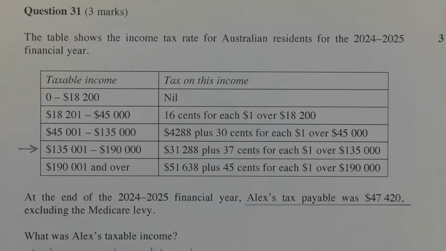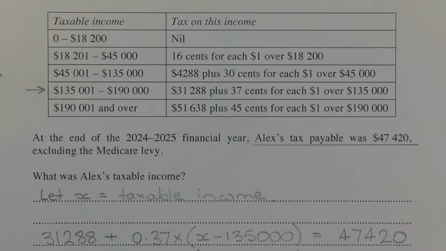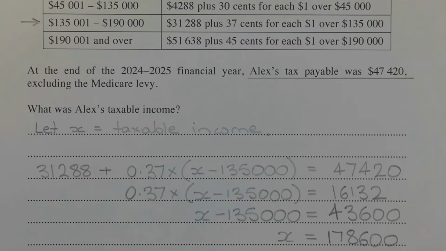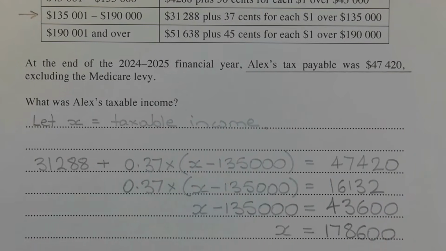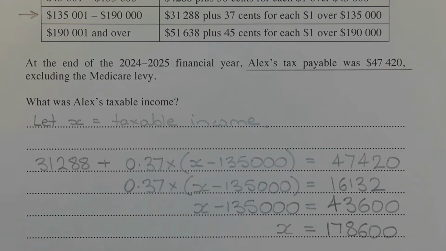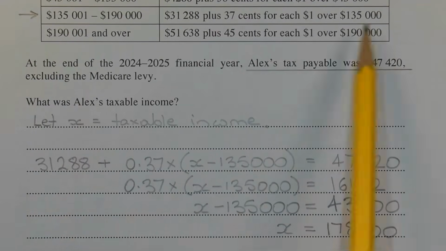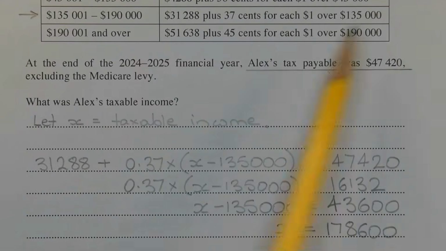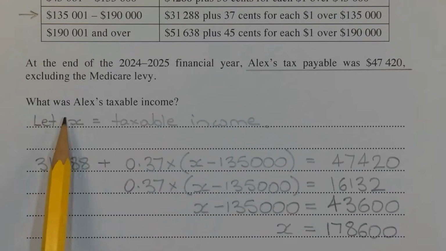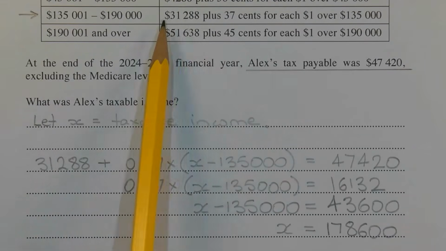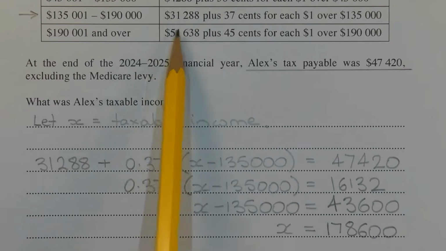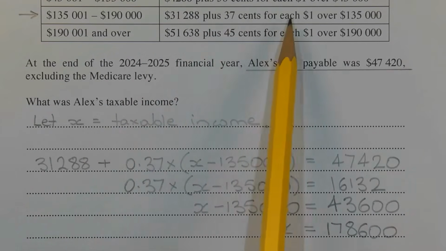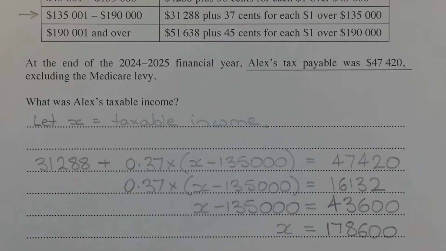So in order to work out Alex's taxable income, we can use some algebra. Form an equation and then solve that equation for the taxable income. So I'm going to let X equal Alex's taxable income. And now that we know which row of the tax table to reference, we just follow the rule. Whatever Alex's taxable income is, represented by the variable X, we know that he must have paid $31,288 plus 37 cents for each dollar over $135,000.